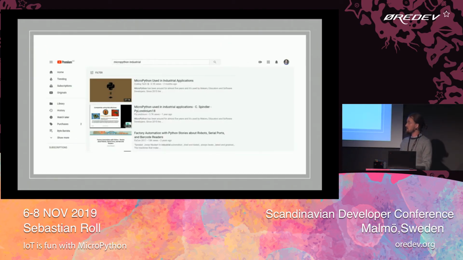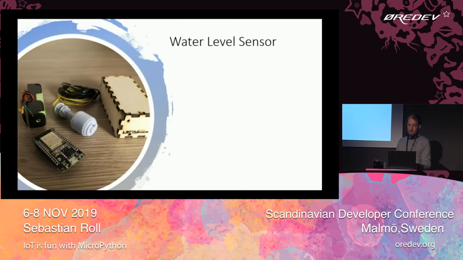MicroPython is being used in the industry already, so there are use cases for it. It's probably very good for prototyping, for getting to market really fast, and other reasons, I'm sure. But these presentations here are much better at giving a list of how it's used than I am. But I will show you one use case.